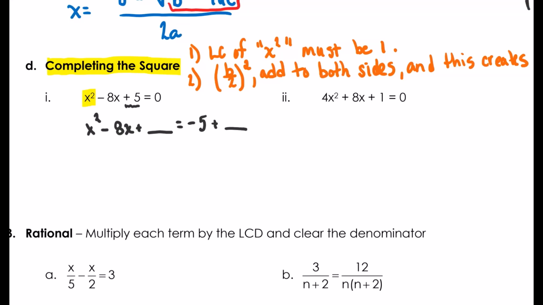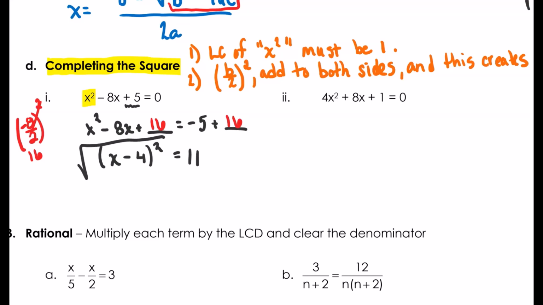Now I'm ready to figure out what is the special number that I need to make this turn into a perfect square. So we do b, which is -8, over 2, and I square that. And of course, that's going to give me 16. So I have to add 16 on the left-hand side and add 16 on the right-hand side. Now the left side is now a perfect square. It's x minus 4 quantity squared, and the right-hand side sums to 11. And now I'm ready to finish it off.